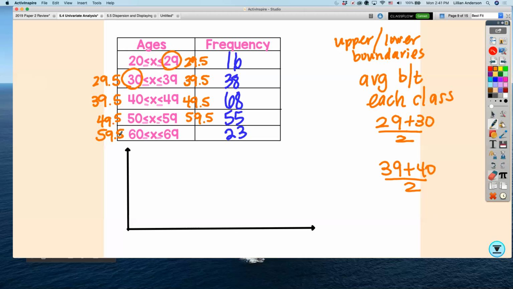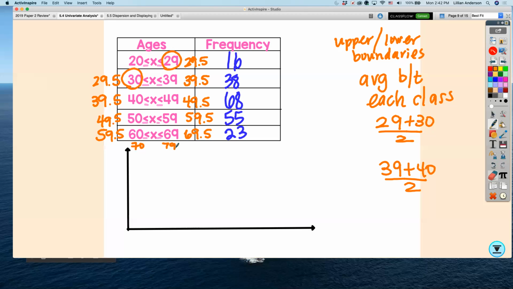And because this is a histogram and the widths have got to be the same, you're not going to end at 69, you're going to end at 69.5. It has to follow the same pattern. Like if there were more ages older than 69, the next class would have been 70 to 79. It still follows the same pattern.